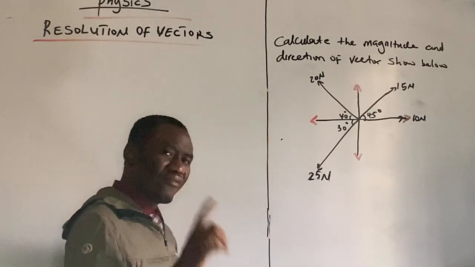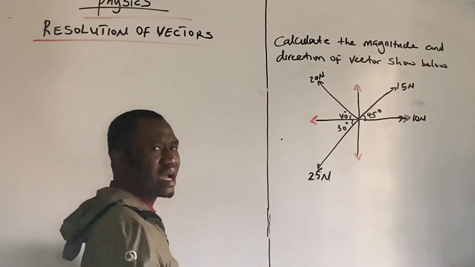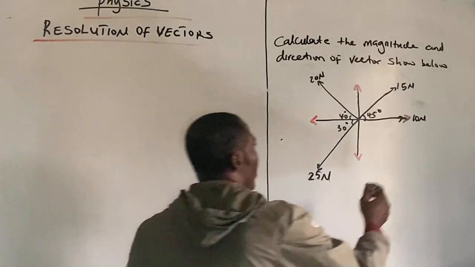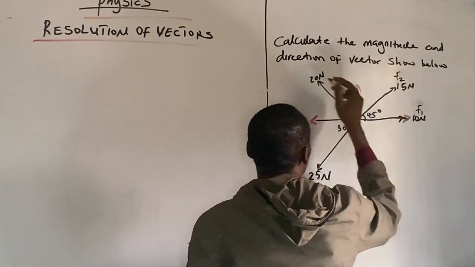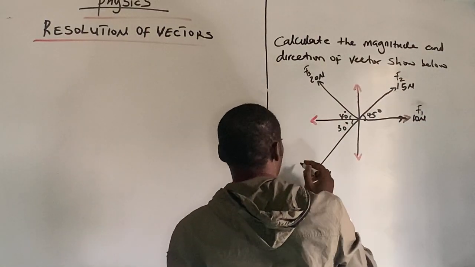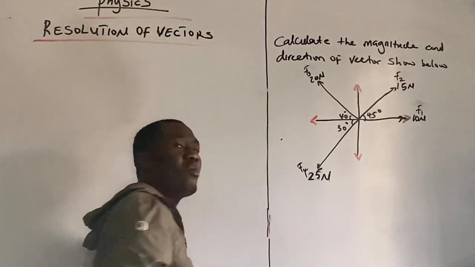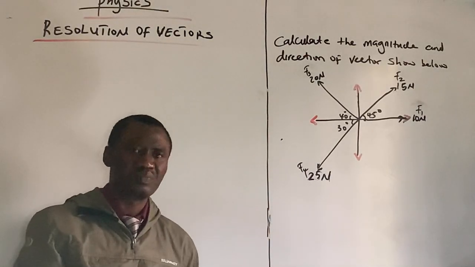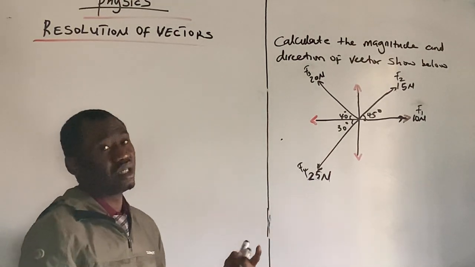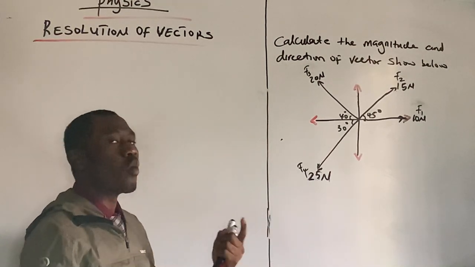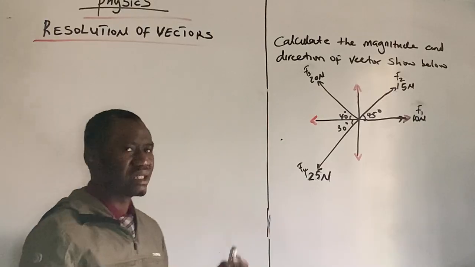First of all, the first thing to do is to number the vectors or the forces. We have F1, F2, F3, and F4. So now we have 4 forces. We need to know that each of these forces has the X component, which is the horizontal component, and the Y component, which is the vertical component.